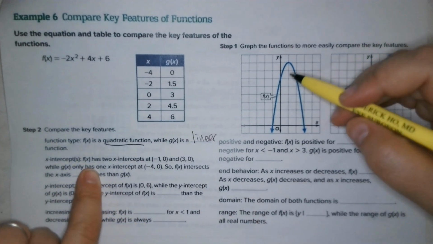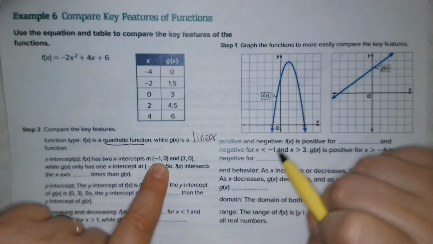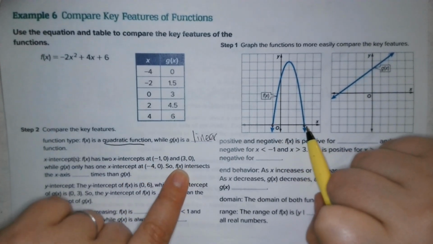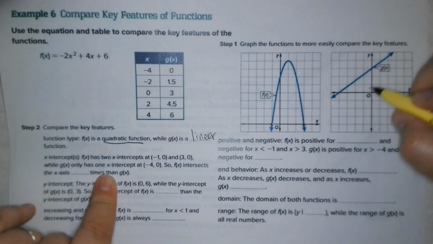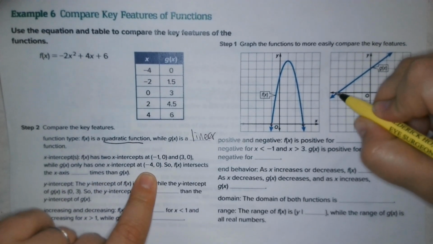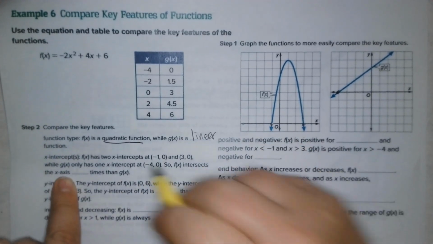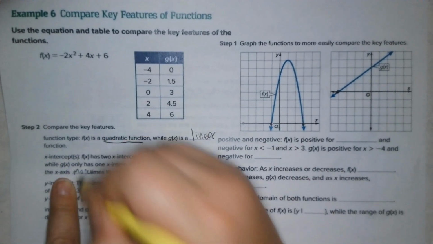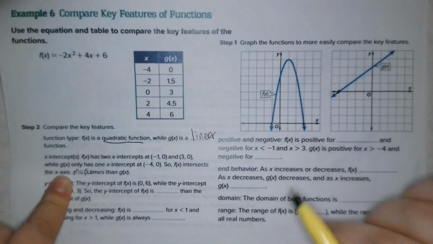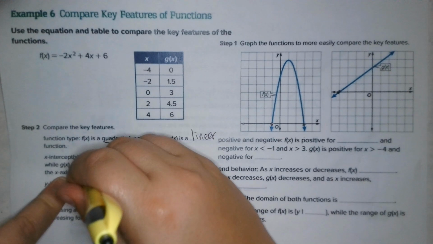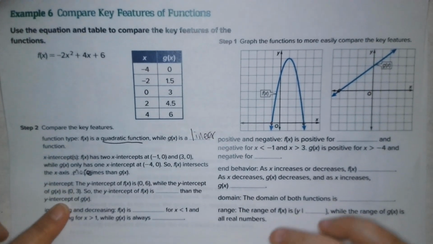Let's look at f of x. F of x has two x-intercepts at -1, 0 and at 3, 0. While g of x has one x-intercept right here at -4, 0. So f of x intersects the x-axis more times than g of x. That's all we're doing here, is we're comparing these two. Neither one is more right or wrong than the other. We're just comparing them to see how they're the same and different.